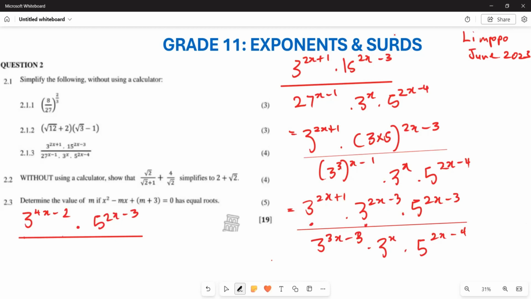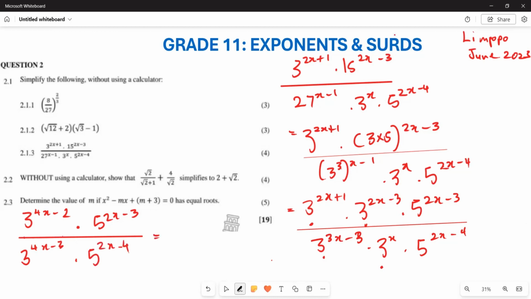Now, when you come back to your denominator, right? This is the same as 3x subtract 3 plus x, right? So this is going to be 3 to the power of 4x, because you're having 3x plus x, subtract 3. This is going to subtract 3 multiplied by 5 to the power of 2x subtract 4, right?